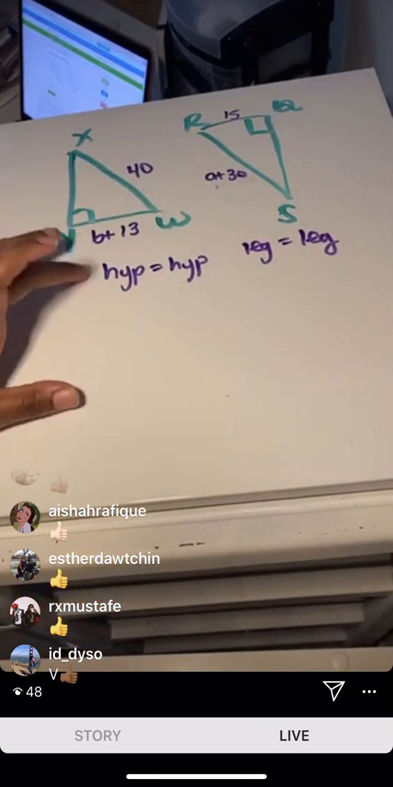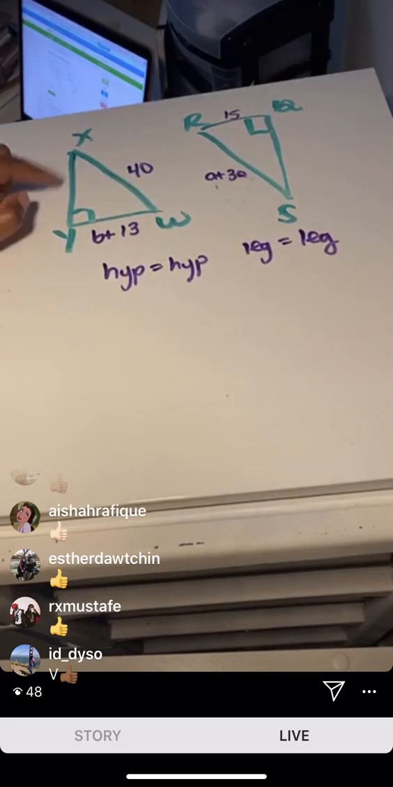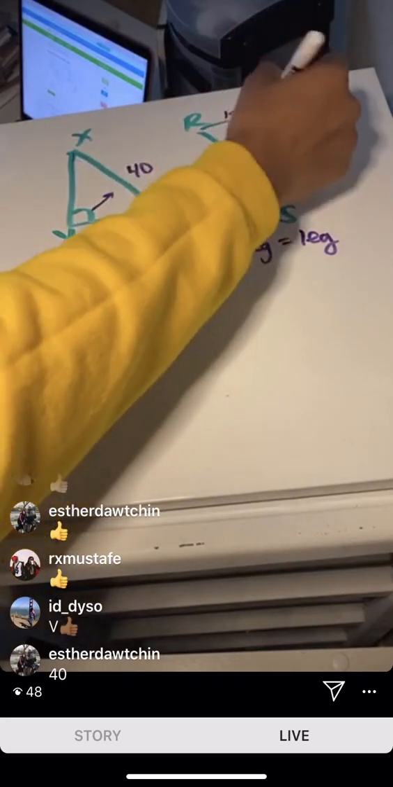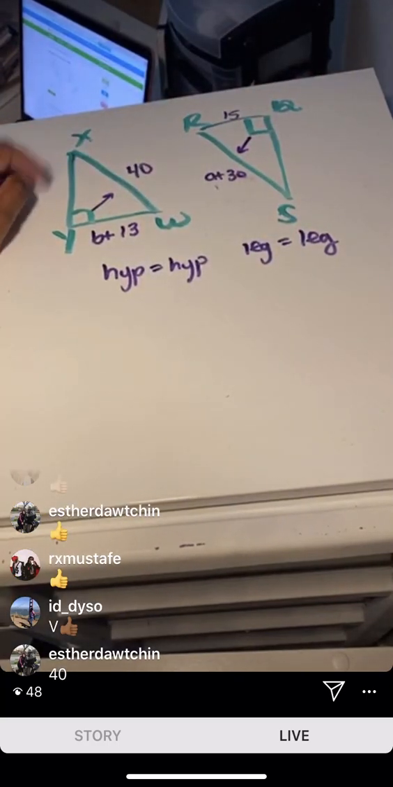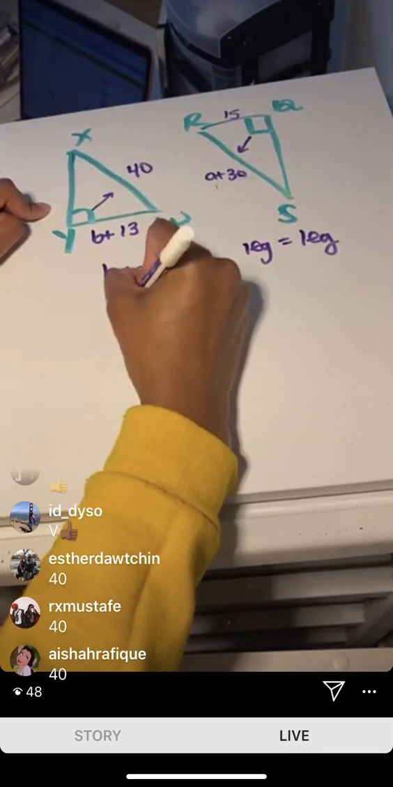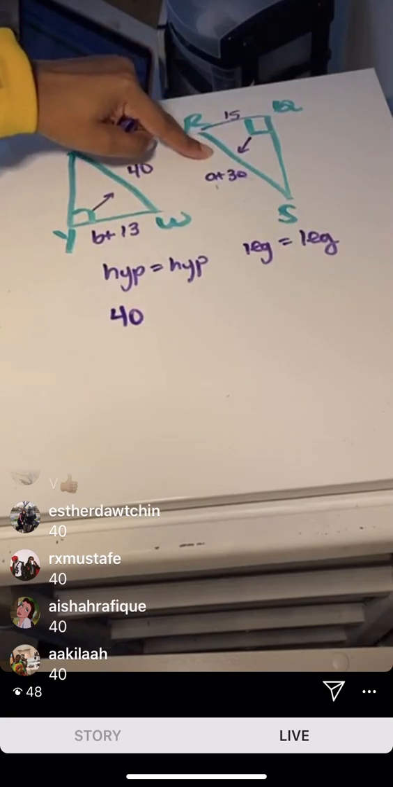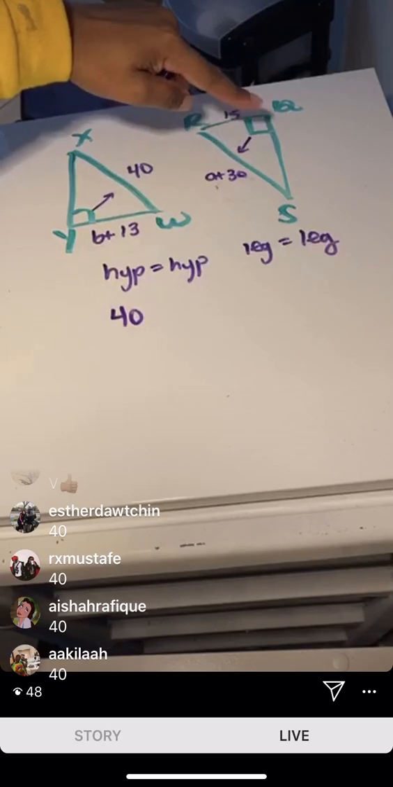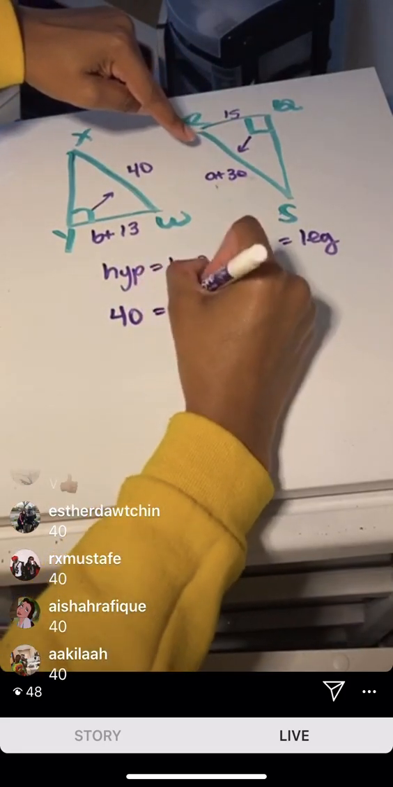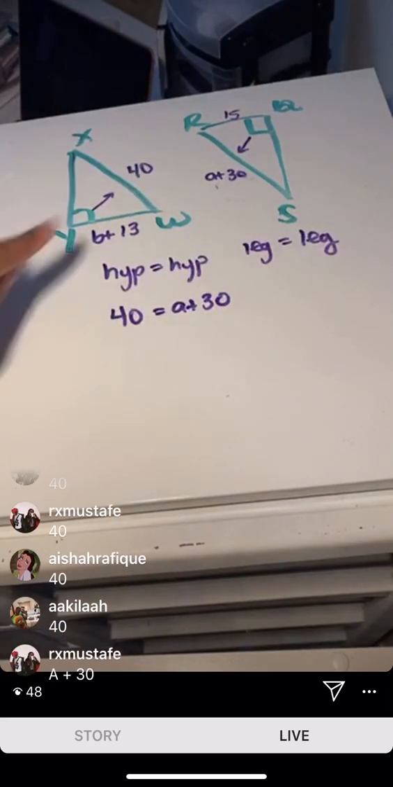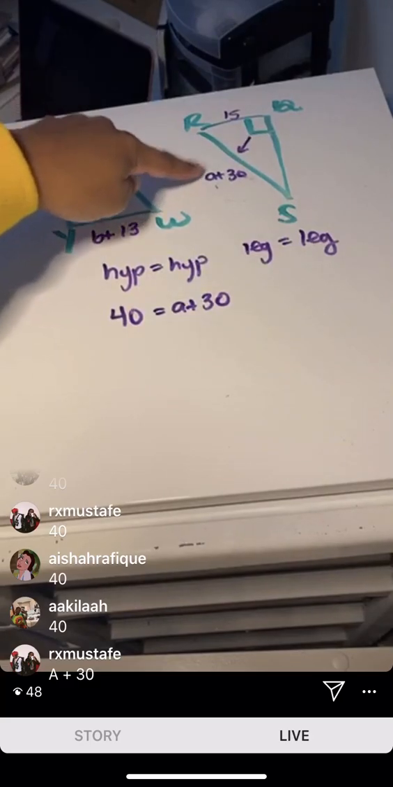So what's the hypotenuse for this triangle? Remember, the hypotenuse is across from the right angle. So it'll be across here and across here. What's my hypotenuse for this one? In the comments. 40. Good. And what is my hypotenuse for this other triangle? Across from the right angle is going to be A plus 30. So 40 for the first one, A plus 30 for the second one.